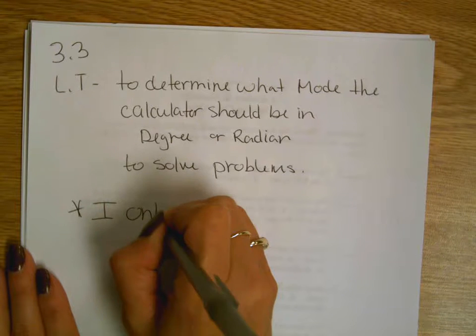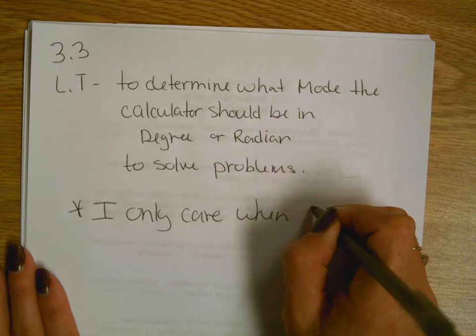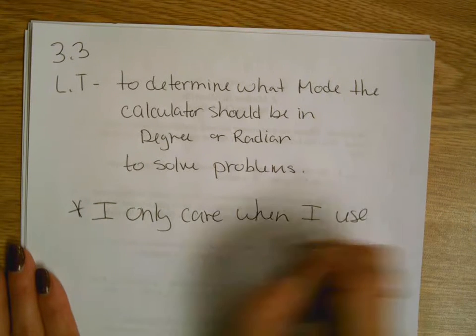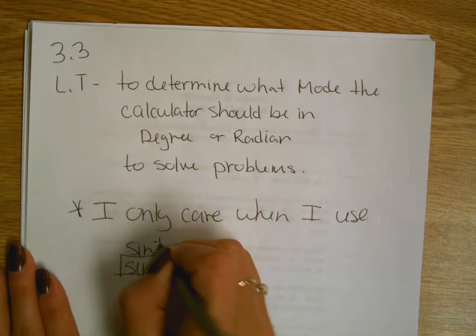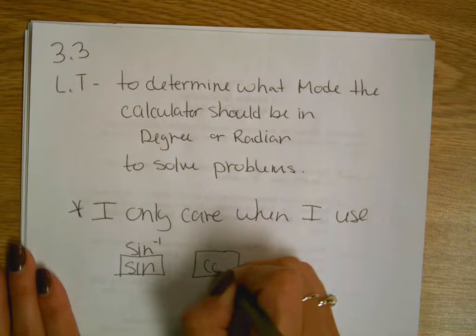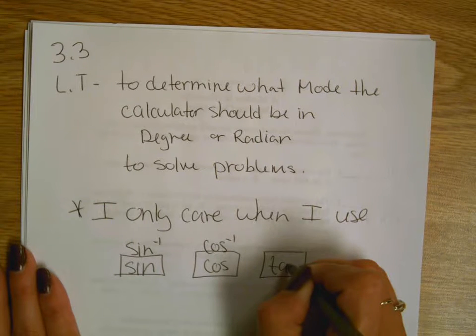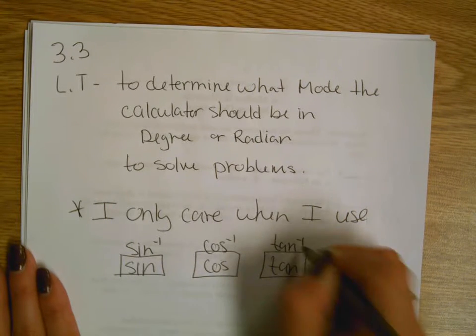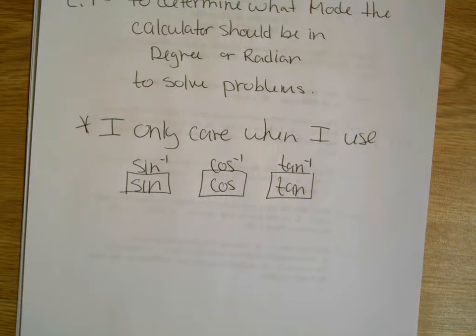I only care when I use sine or its inverse, cosine or its inverse, and tangent or its inverse. Other than that, it doesn't matter. It can be in either mode, you're going to be fine. Take your physics test, take your chemistry test in any mode you want. Although physics sometimes uses some tricks, once in a while.